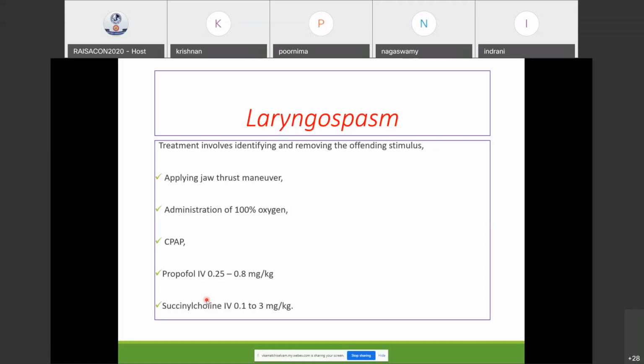Most patients with cleft palate operated. So, how do you manage this situation? I'll immediately call for help and I'll apply jaw thrust and administer 100% oxygen with a continuous positive airway pressure, sir. Still the patient goes in for desaturation, bradycardia. I would like to deepen the plane of anesthesia by using intravenous propofol, sir.